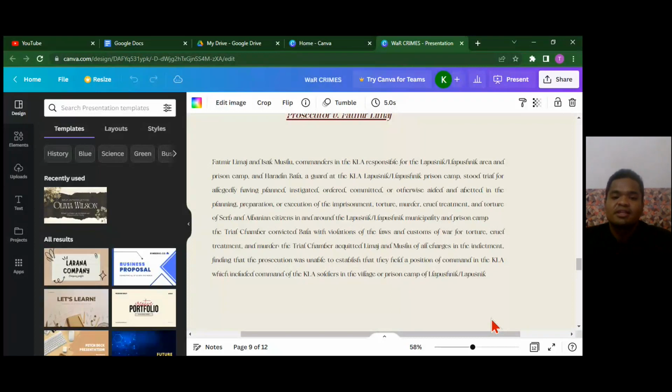The judgment given by the trial chamber convicted Bala of violation of the laws and customs of war for torture, cruel treatment, and murder. The trial chamber acquitted Limaj and Musliu of all charges in the indictment, finding that the prosecution was unable to establish that they held a position of command in the KLA, which included command of the KLA soldiers in the village and prison camp of Lapusnik.